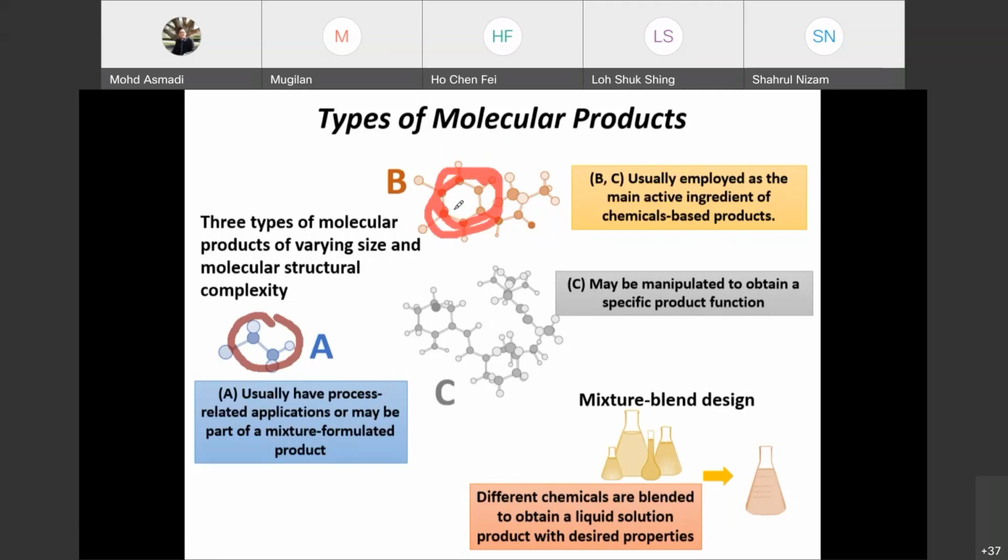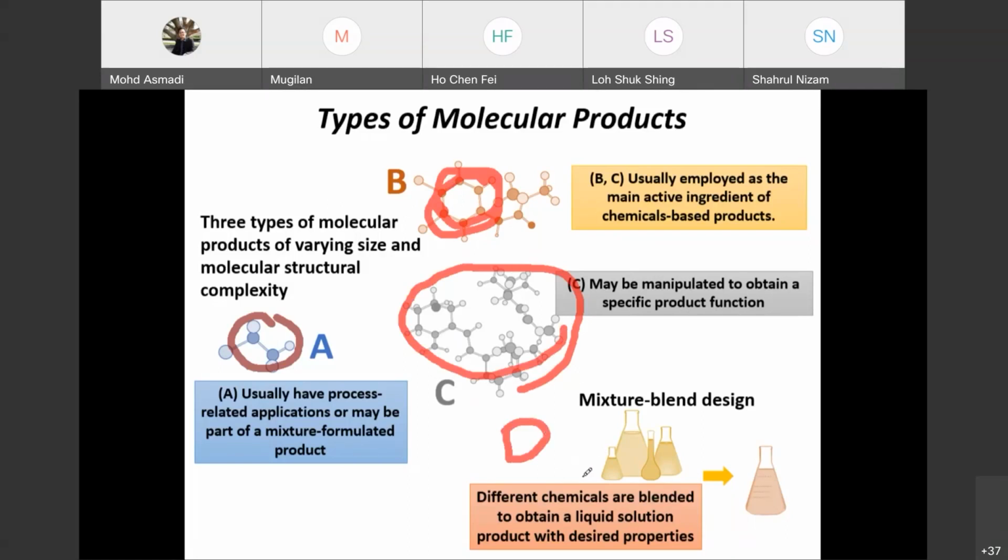Even the perfume we use is a benzene type of compound, so it can evaporate easily. And then type C, so we can manipulate it to obtain the specific product function. This one is the long chain. And the last one, A, B, C, and we just identify as D.